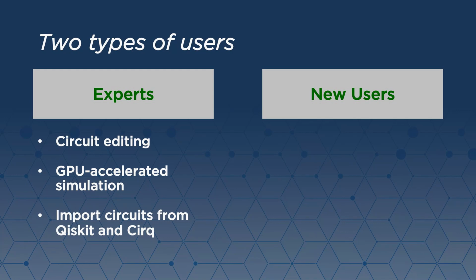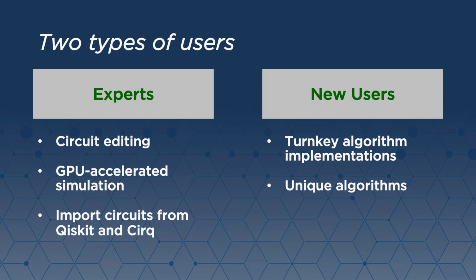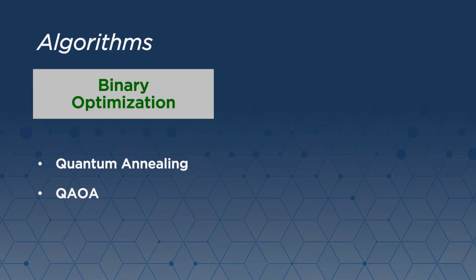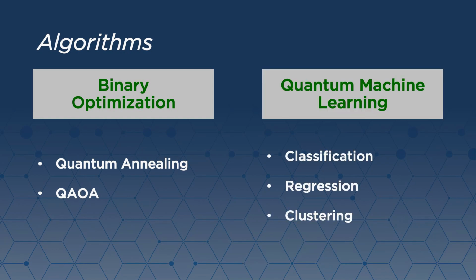For these users, we offer turnkey implementations in binary optimization, unique algorithms in quantum machine learning, and a ready-to-use Python notebook environment. In the next few minutes, I will call on the principal researchers in our team to specifically showcase the algorithms we offer in binary optimization, which include performance-boosting techniques for quantum annealing and QAOA. And we will also showcase complete, new, and groundbreaking capability in quantum machine learning for classification, regression, and clustering.